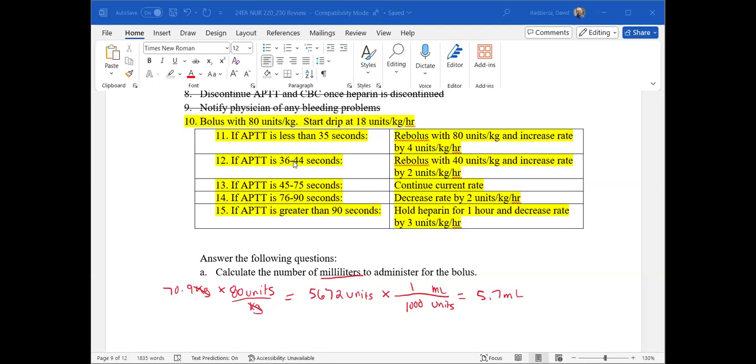So I stated in the sample questions, I usually go with the 43 seconds. That way you're getting 4 different problems to practice. And the reason I choose the 43 seconds is because it gives you 2 things to do. Rebolus with 40 units. So instead of 80, it's 40. And then to change the rate of the infusion. The initial rate of the infusion was 18. So if we're increasing the rate by 2, 18 becomes 20.